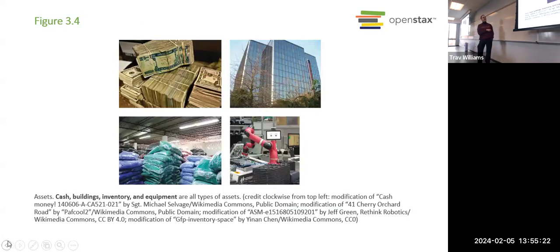Keep going, we see some examples. Obviously, we've got cash here, buildings, inventory, and equipment. Right, so just to illustrate some of these different types of assets.